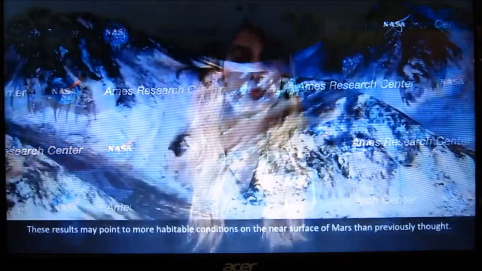So to summarize, our findings strongly suggest that these recurring slope lineae are formed by liquid water on present-day Mars. The spectroscopic detection of hydrated perchlorates indicates that this water is briny and not pure. So with that, I'll now discuss some of the broader significance of our findings.